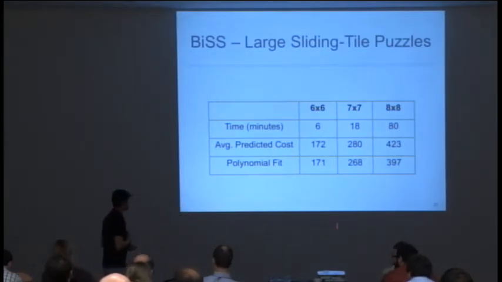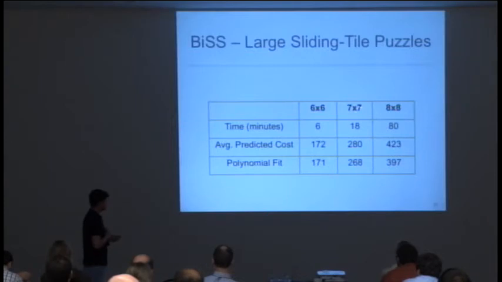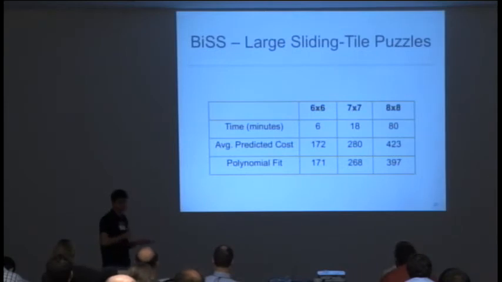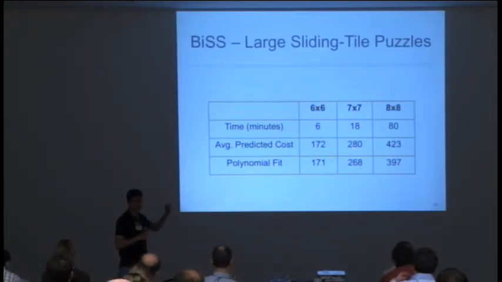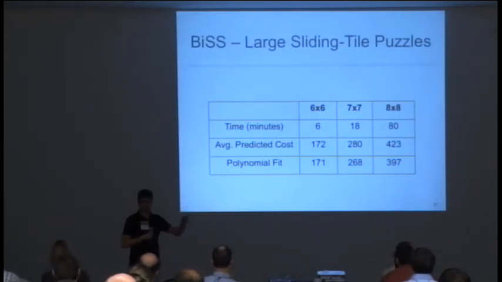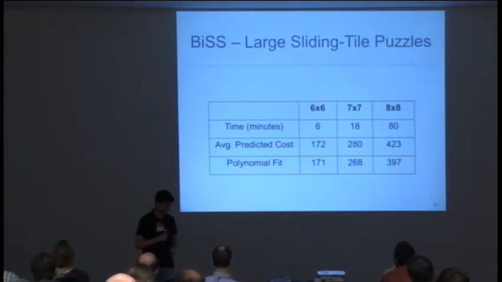So here are the results. We have the 6x6 tile puzzle, 7x7, 8x8. We have here the time in minutes that it took to make the predictions. The polynomial fit for the 6x6 said the average optimal solution cost is going to be 171, and this is very close. This is also very close. We were amazed to see, even though we're not sure this is actually the average optimal solution cost, that we had these two different methods, and they agree quite a lot. So that was interesting.